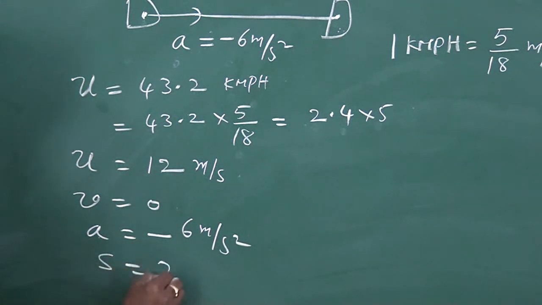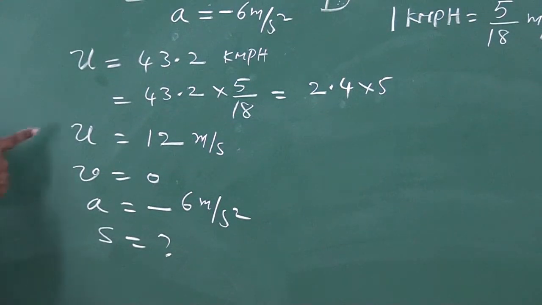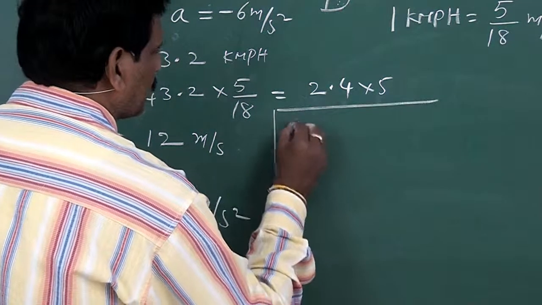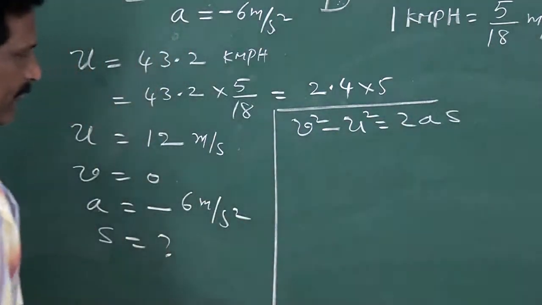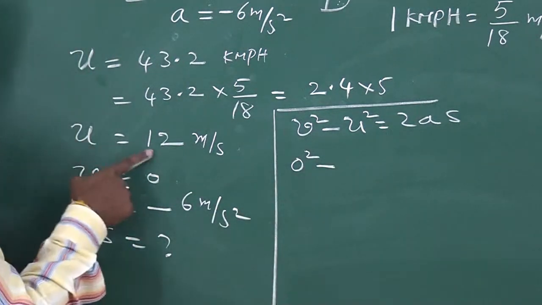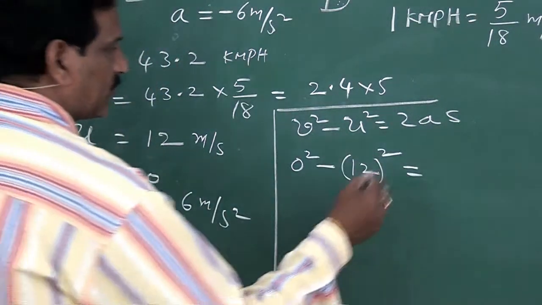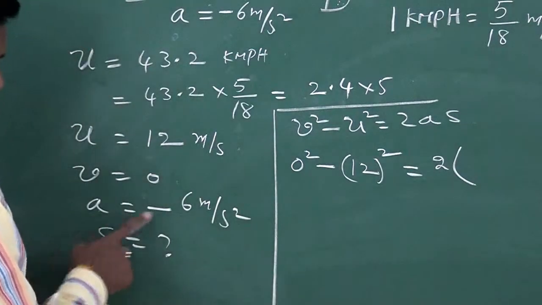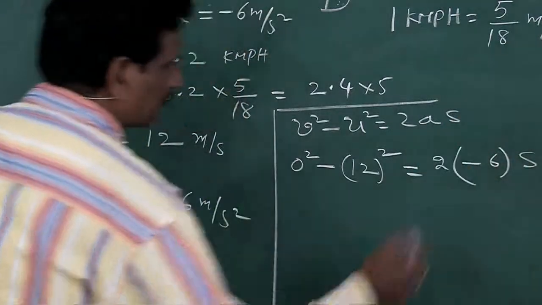We have to find s equal to how much? Then what is the formula to be used, involving u, v, a and s? v square minus u square equal to 2as. Hence using the formula v square minus u square equal to 2as, here v is 0, so 0 square minus 12 square equals 2 into minus 6, and s we have to calculate.